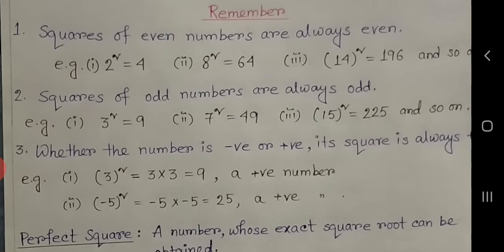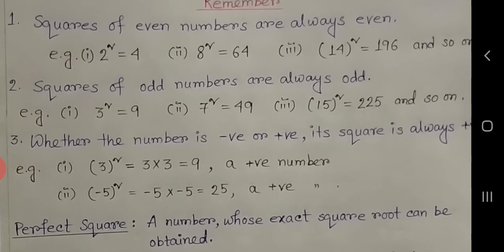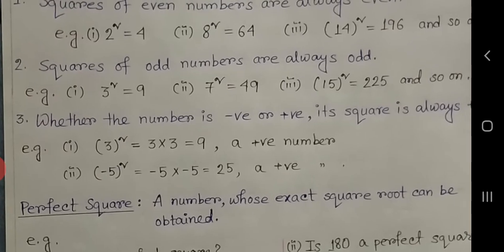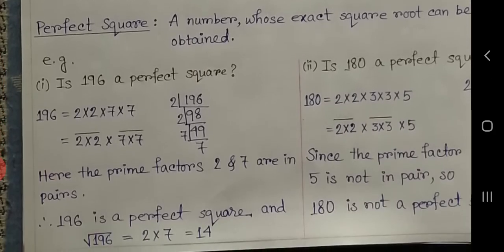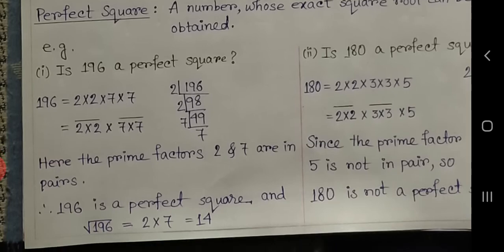Now coming to perfect square. What is a perfect square? A number whose exact square root can be obtained is called a perfect square. Let me show you two examples. First example, is 196 a perfect square?